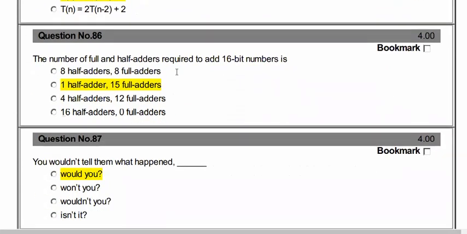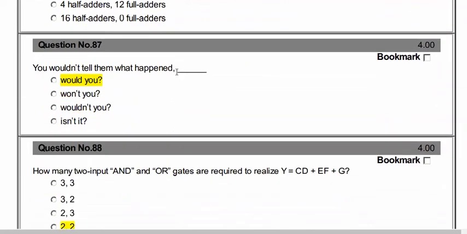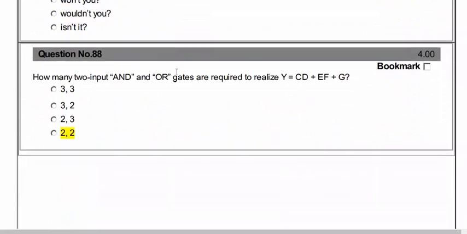The number of half and full adders required to add 16-bit numbers is, option B is right, 1 half adder and 15 full adders. Next question: dash. There we need a tag question. Option A is the right one. How many two input AND and OR gates are required to realize Y is equal to CD plus EF plus G? Option D is right, 2 AND gates and 2 OR gates are required.